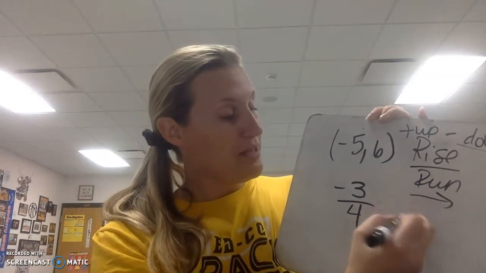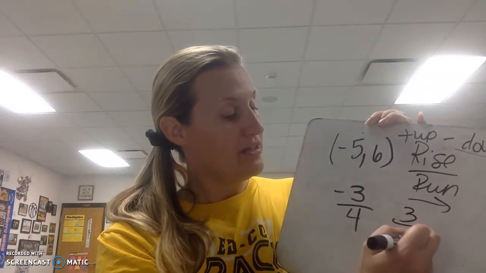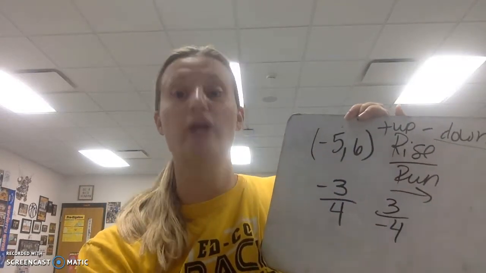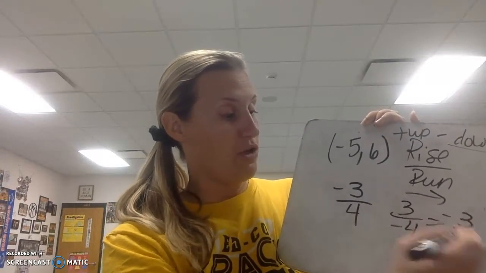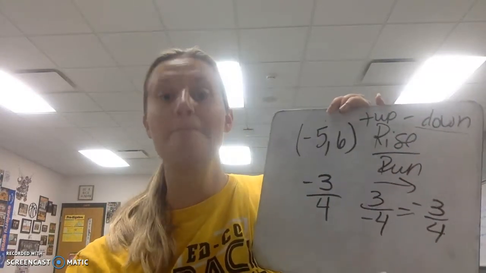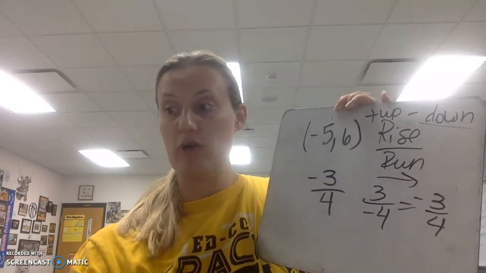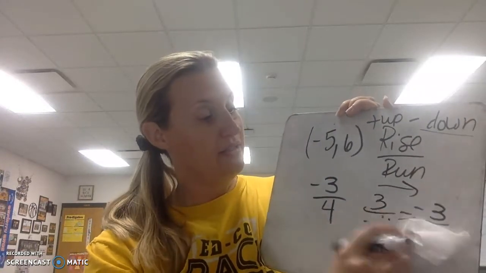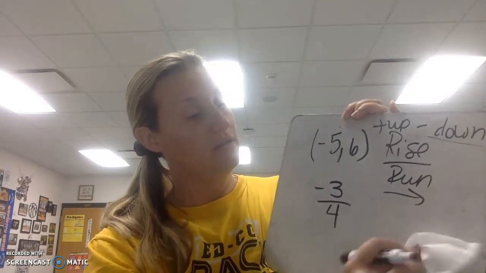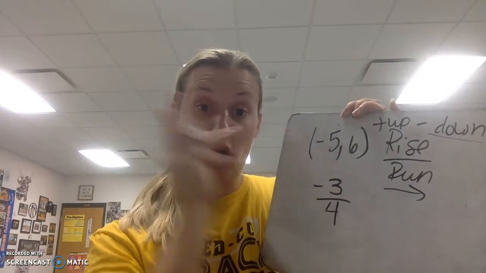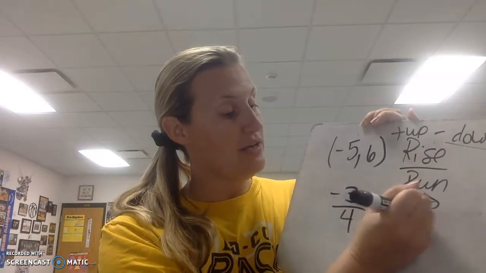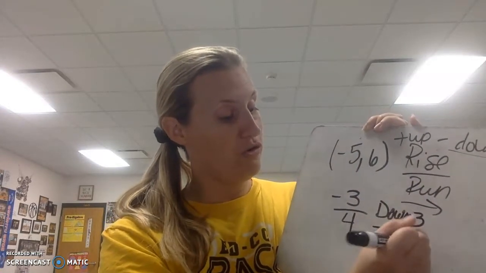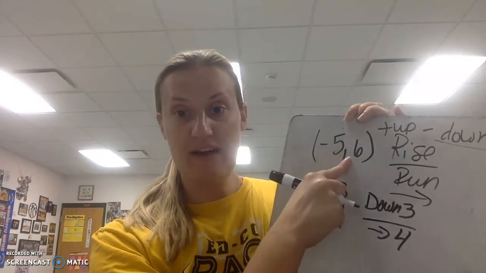Okay, so if you say, but Mrs. Lang, what if they give me 3 over -4? 3 over -4 can be rewritten as -3 over 4. You just simply move the negative to the top. So then it is down 3 over 4, so that we're always going to the right. So my rise is actually a fall. I'm going to go down 3, but I'm still going to go over 4. So I'm going to plot the point -5, 6, and then go down 3 over 4.